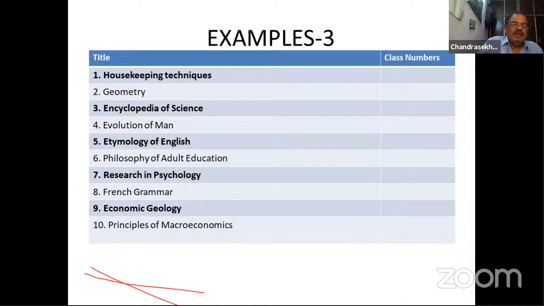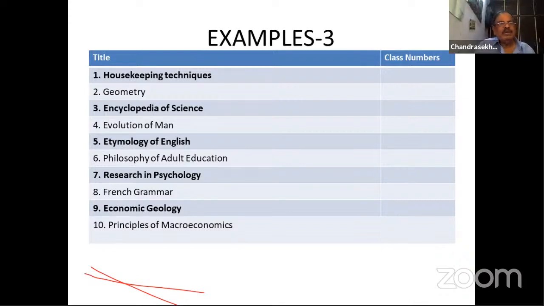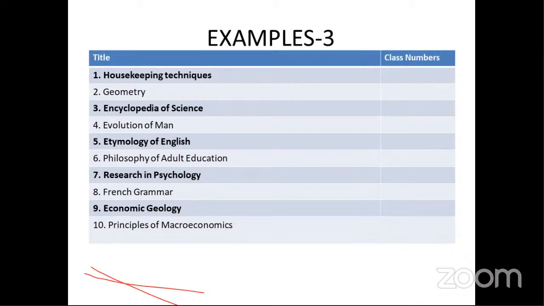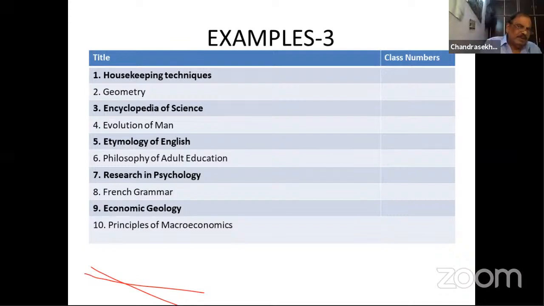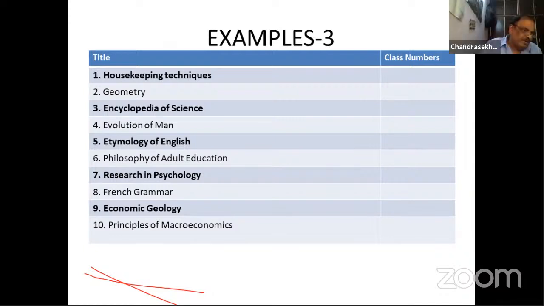But if you give 500.03, that may not be the correct number. Please mute and don't disturb others. So, Encyclopedia of Science. Science number is 500. Encyclopedia is a standard subdivision, 03. 500.03. You think that is the correct number.